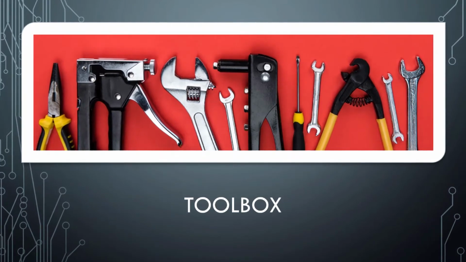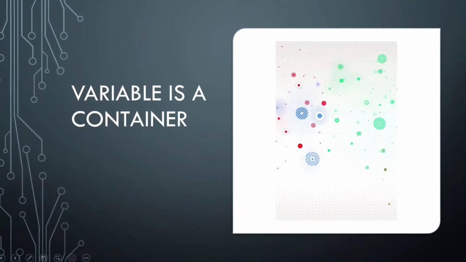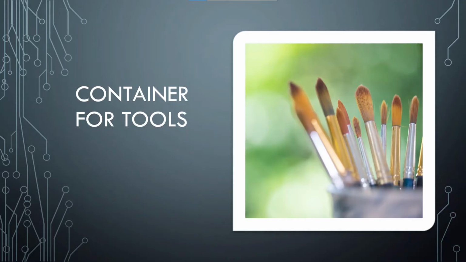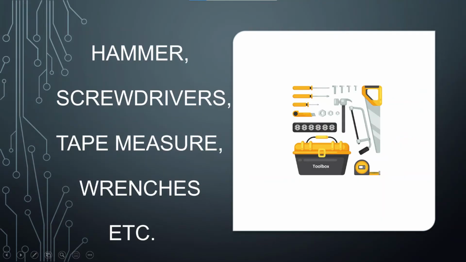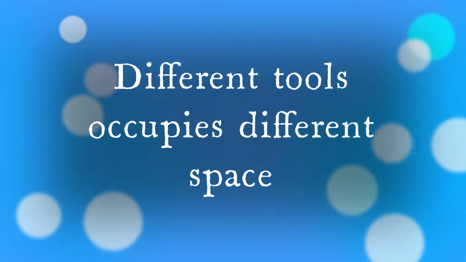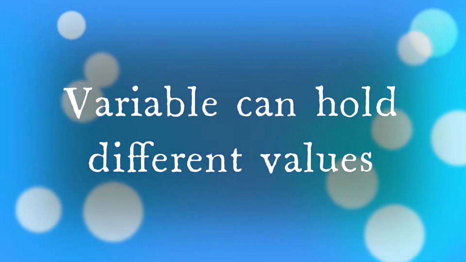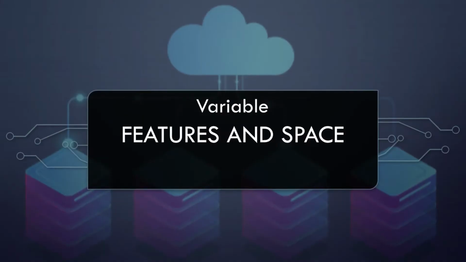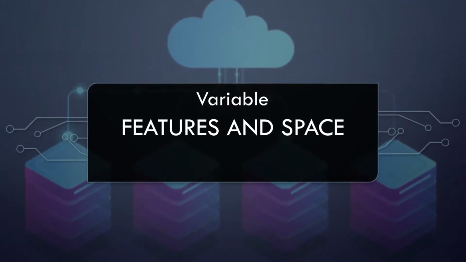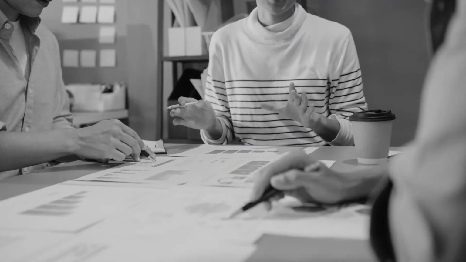You can better understand variable data types with the toolbox example. As you know, a variable is a container for holding values. In the same manner, a toolbox is also a container for holding different types of tools, like hammer, screwdrivers, tape measure, wrenches, etc. And each tool has its own special feature and different tools occupy different space in the toolbox. In the same terms, a variable can hold different types of values, and each type has its own special feature and can take different memory space. For storing and accessing different types of data in JavaScript, different data types are created.